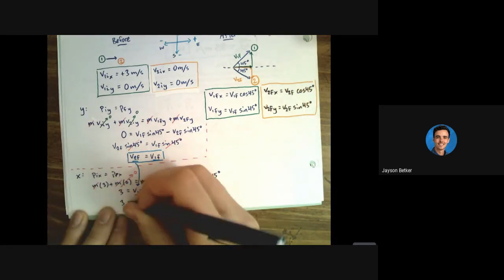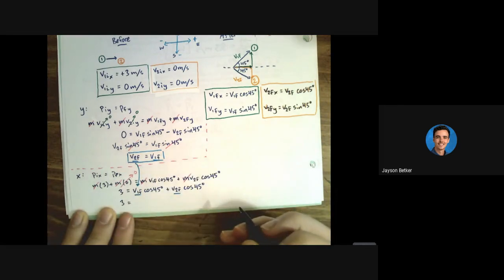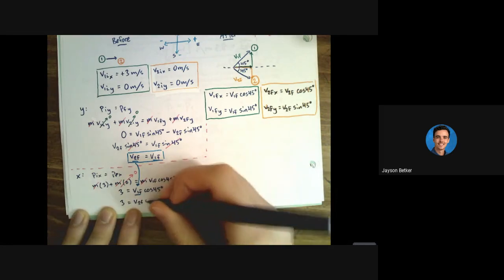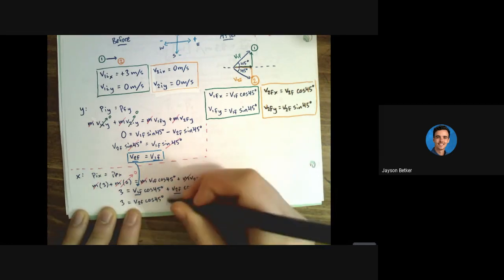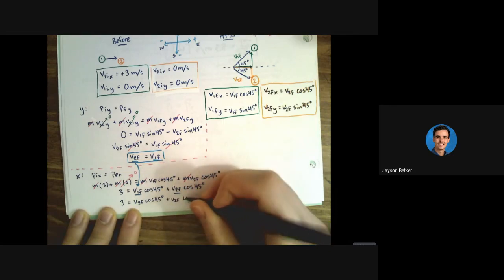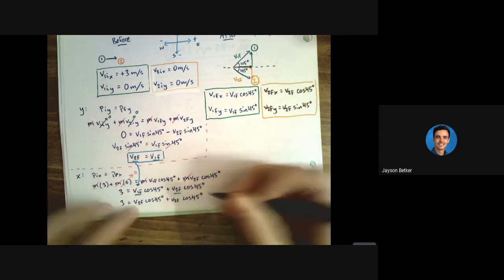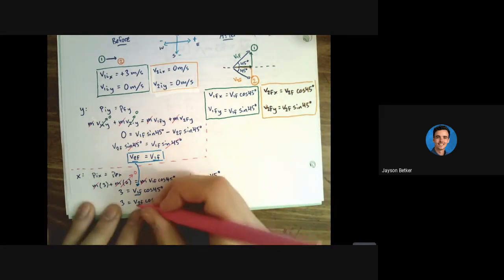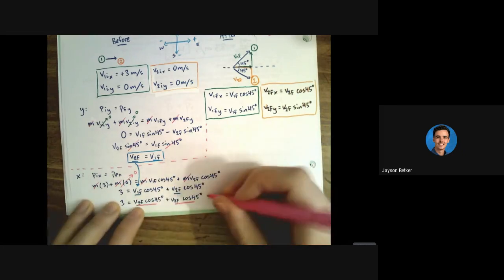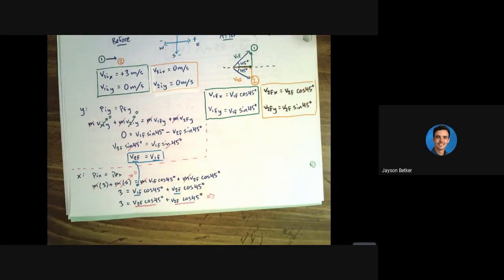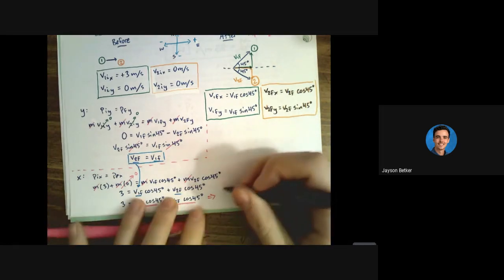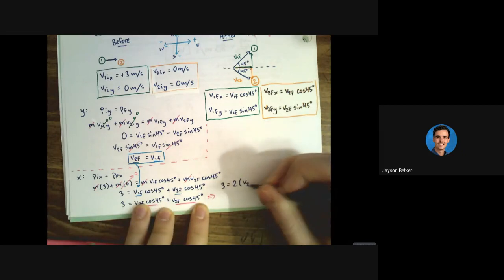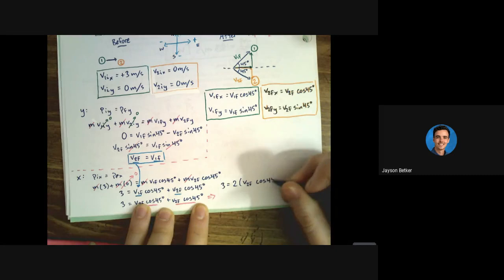I'm going to have 3 equals V2F cos 45 degrees plus V2F cos 45 degrees. That's just two of those, right? Those are the exact same thing. So what this ends up becoming is 3 equals 2 times V2F cos 45 degrees.